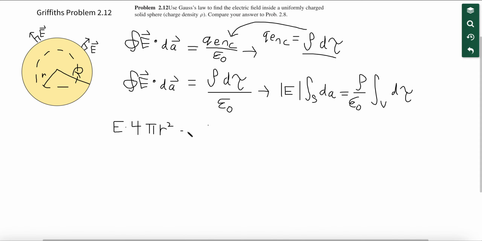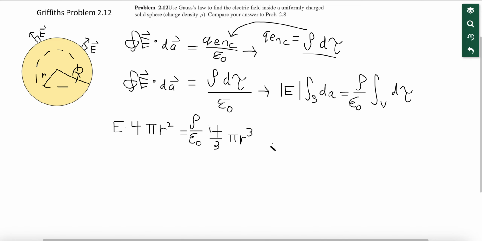And we're going to set this side equal to rho over epsilon naught times the volume of the sphere, which we all know is 4/3 pi r cubed.